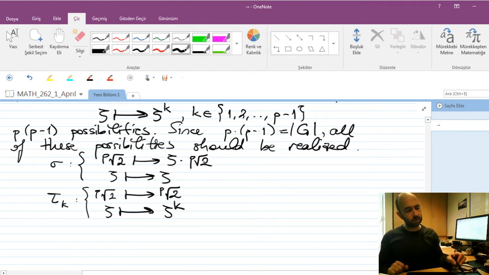So these give you everything that doesn't move zeta but moves p-th root of 2 to one of its conjugates. But the same is not true for tau_k, because depending on the number theoretic properties of p minus 1, you might need more than one generator here.